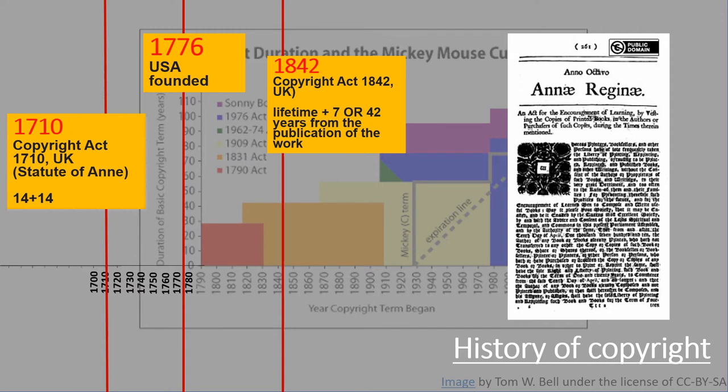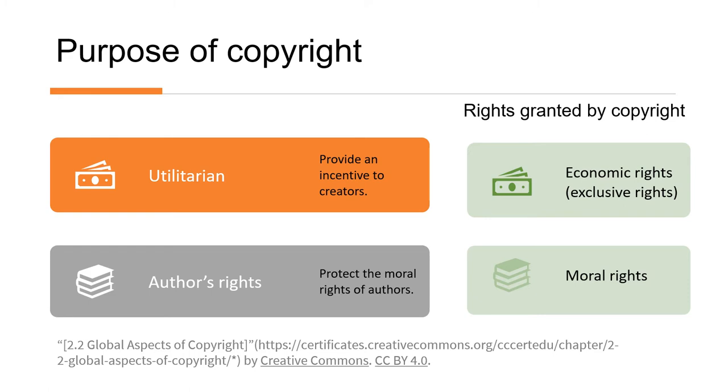This statute was later replaced by the Copyright Act 1842, which set the duration of copyright protection to be the lifetime of the creator plus 7 years, or 42 years from the first publication of the work, whichever comes later. Copyright can protect the right of creators to exploit economic benefits from their works, which is the utilitarian purpose of copyright. Copyright can also protect the authorship rights of creators so that their names are always properly credited and associated with their works, which is the author's moral rights, and it is in fact to protect a deeper connection between authors and their works.